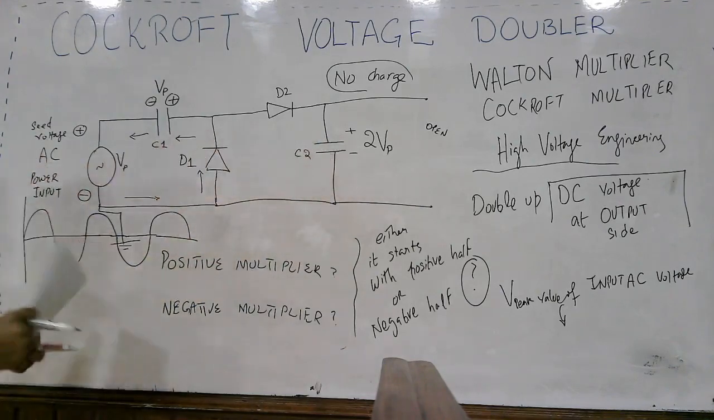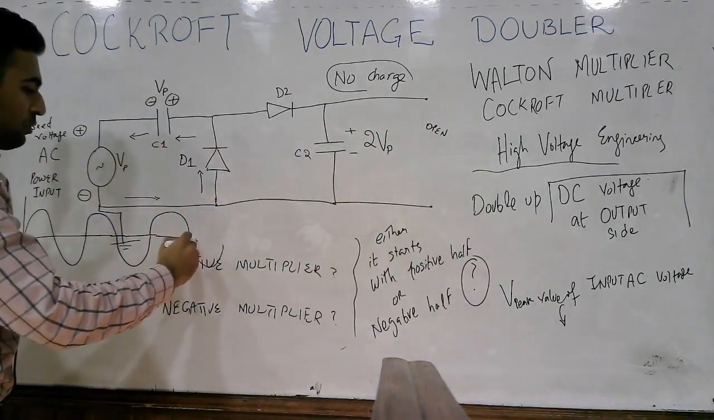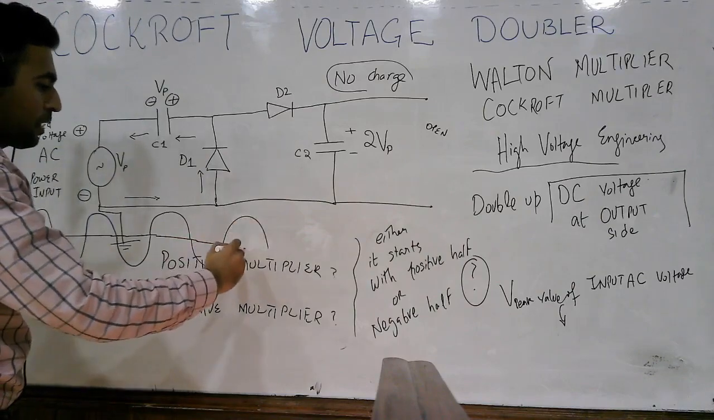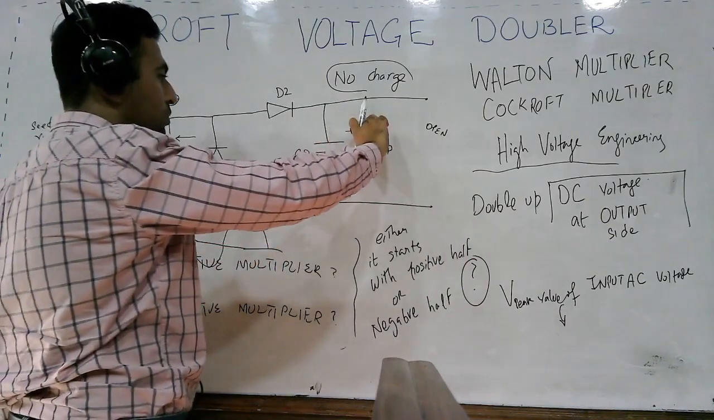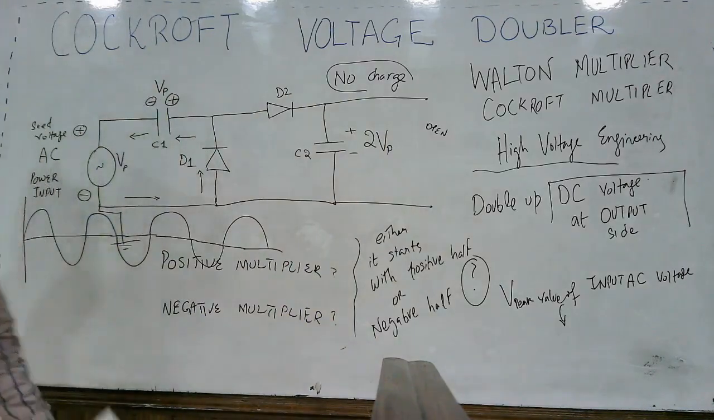So whatever be the cycles coming at the input side, the voltage here will retain to 2 Vp. Okay, so this is what we have established here. Let me repeat everything for your ease of understanding.